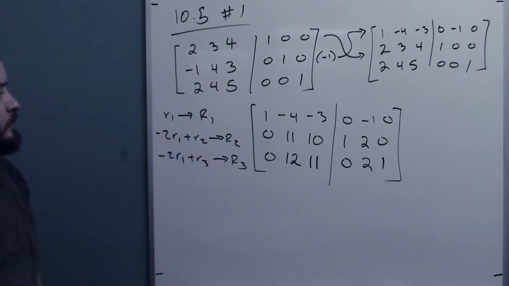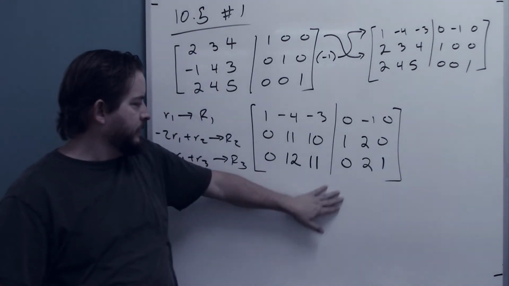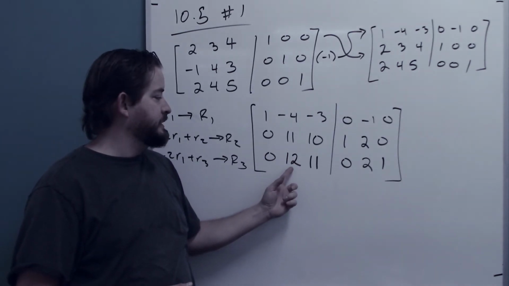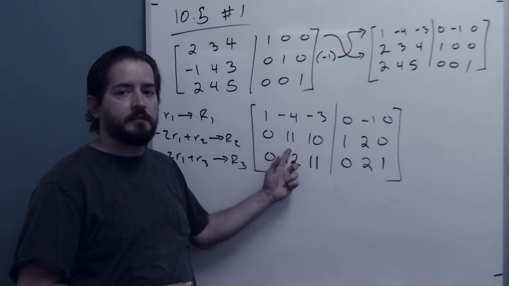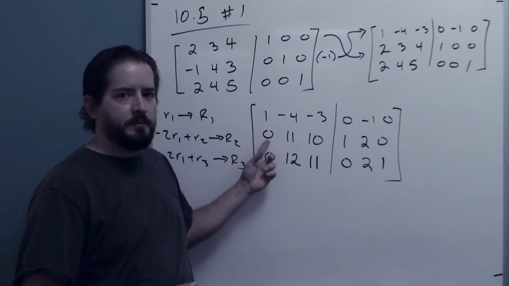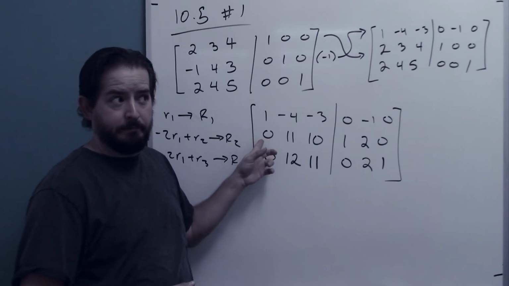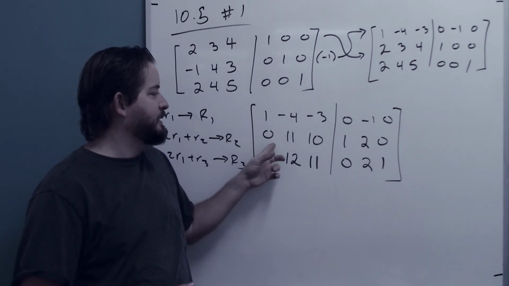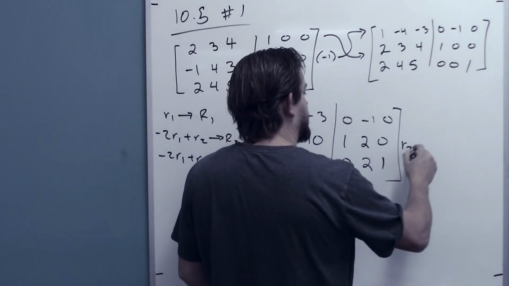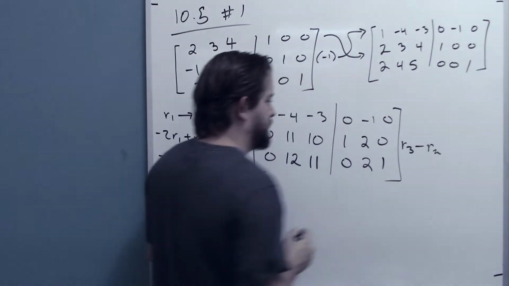Okay. Now, the next thing I want to do is get a 1 right here, and I can easily do that by simply taking the bottom row and subtracting the middle row. I don't want to mess with the top row, because if I do, I'm going to mess up that 0 here, right? So that's what I'll do, is I'll take row 3 minus row 2.